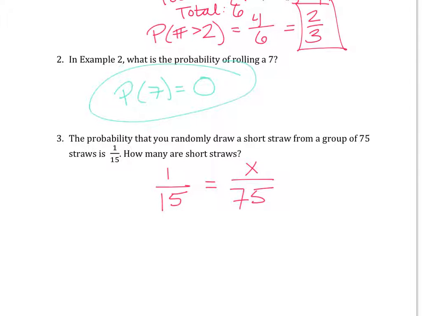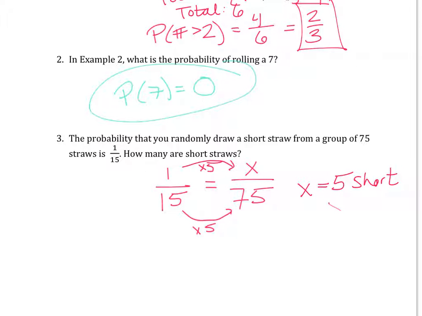To find our x, again, do what you're comfortable with. So if we're looking at similar fractions here, I know that 15 times 5 is going to give me 75, which means that 1 times 5 is going to give me my x. So of course, we could easily figure out that x would be equal to 5 short straws.